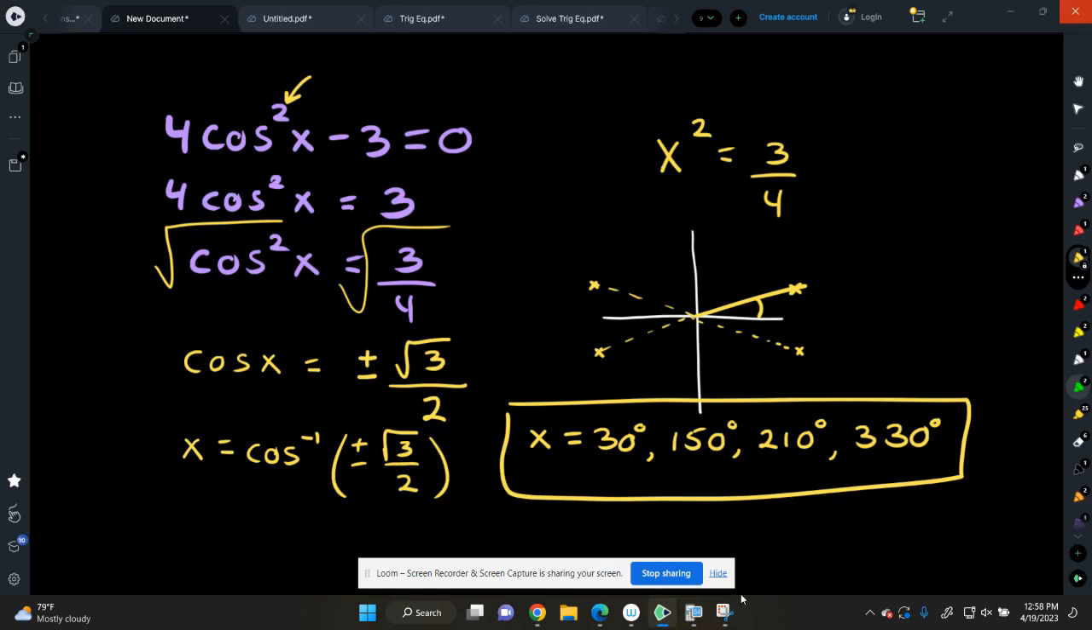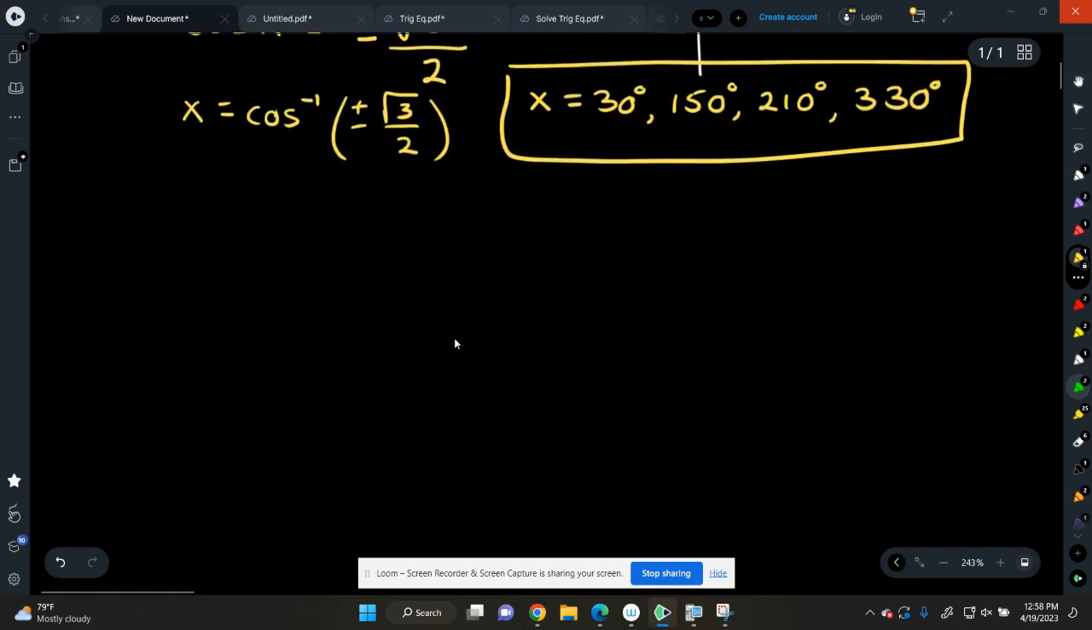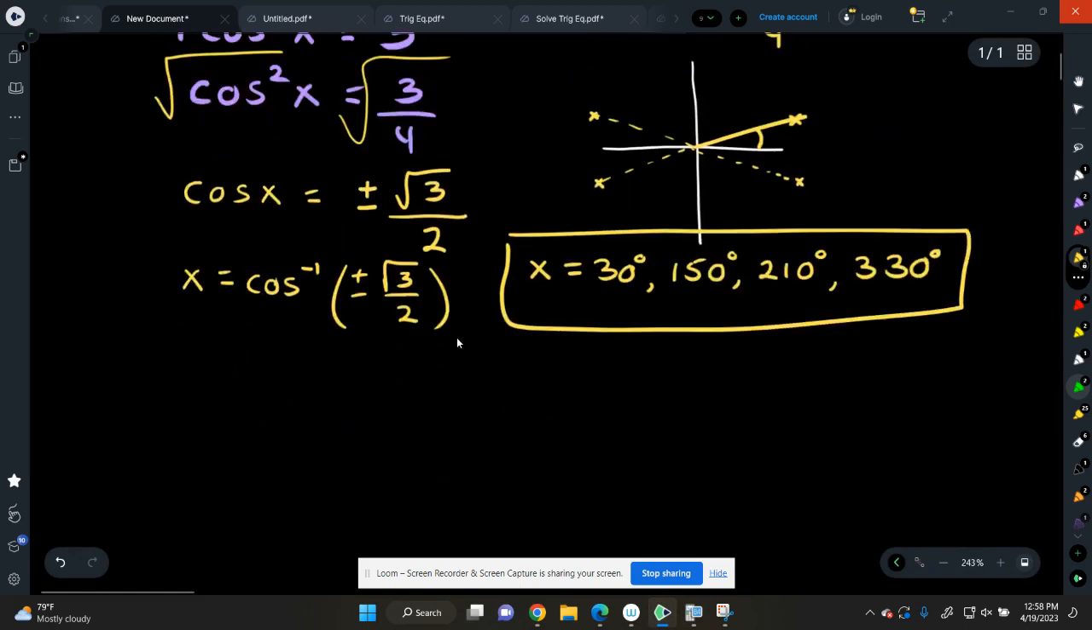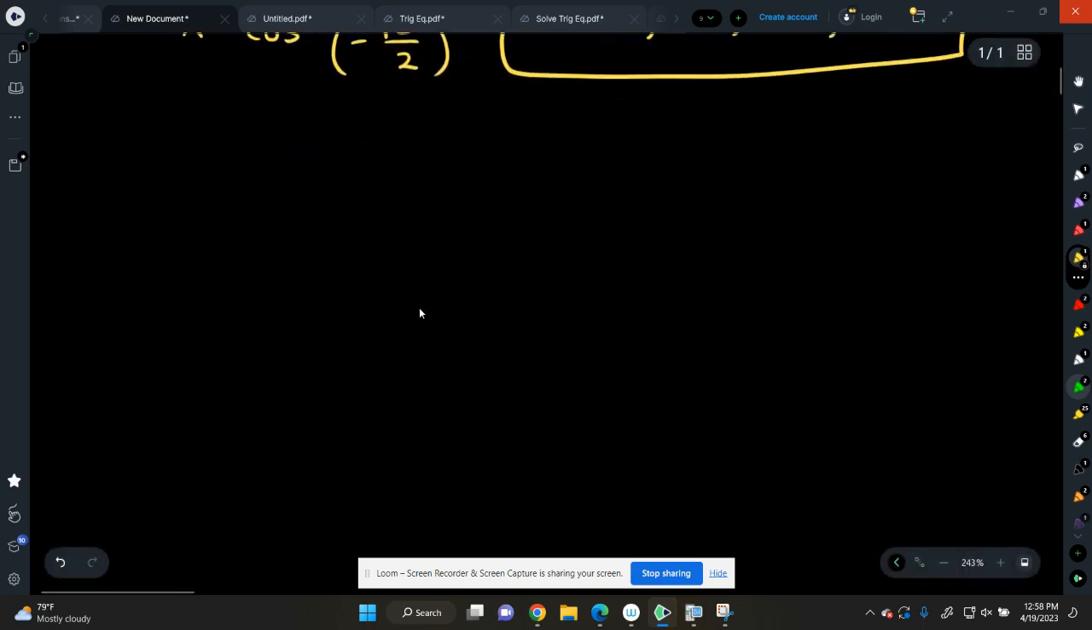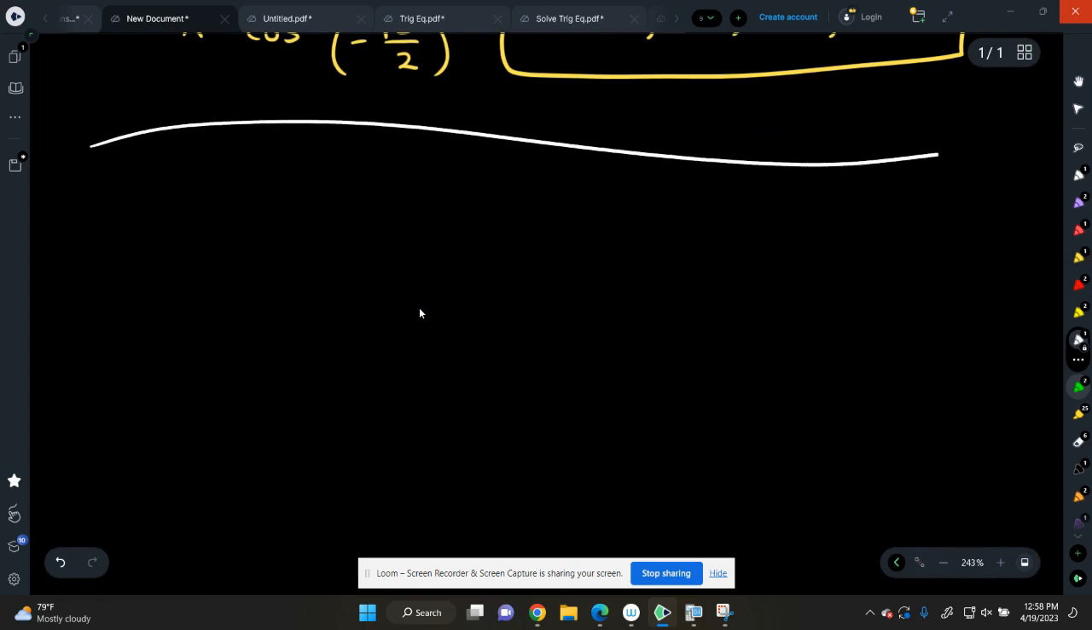Questions on that one? Okay. We used a calculator to help us get started, right? Let's look at one that I cannot use the unit circle for. So let's look at 9 cosine x plus 2 equals 3.